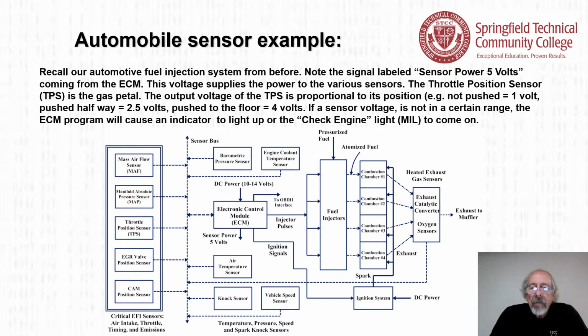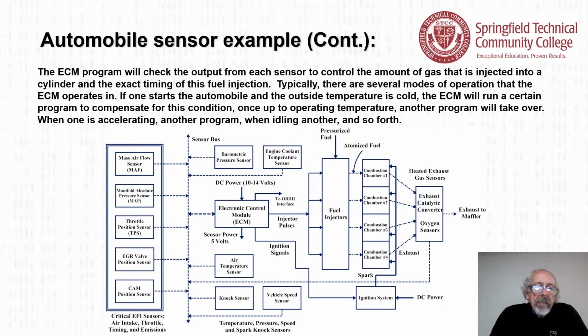Malfunction indicator lamp is what MIL stands for. So again, that's what we might use sensors for in the automotive system. We continue on with this example.